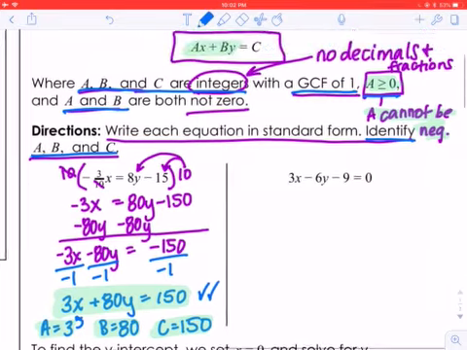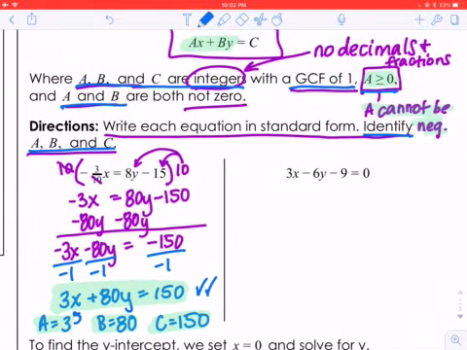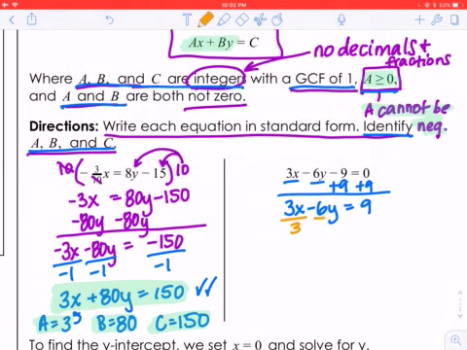So in this case, I know that I'm going to start by getting x and y on the same side. So here I have x and y, they're on the same side, but I need c to be on the other side. So I'm going to add 9 on both sides. I have 3x minus 6y equals 9. I see that 3, 6, and 9 all have something in common, and that is 3. So I'm going to divide by 3 for each piece. Right? So 3 divided by 3 is 1. I don't need to write it anymore. Minus 6 divided by 3 is 2 y's. And 9 divided by 3 is 3.